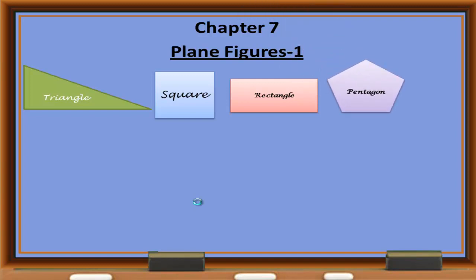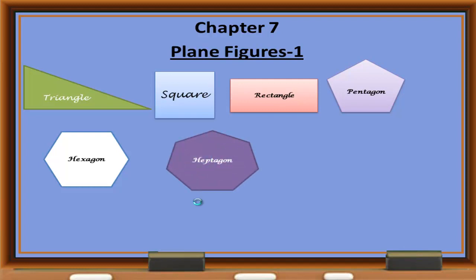Here you do have pentagon. The pentagon has 5 sides. Here there is a hexagon. A hexagon has 6 sides. Here there is heptagon. Heptagon has 7 sides.